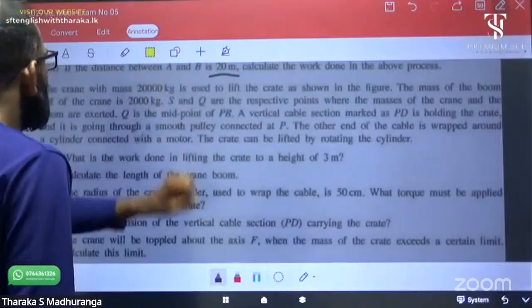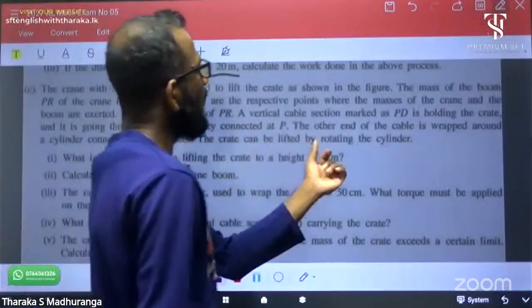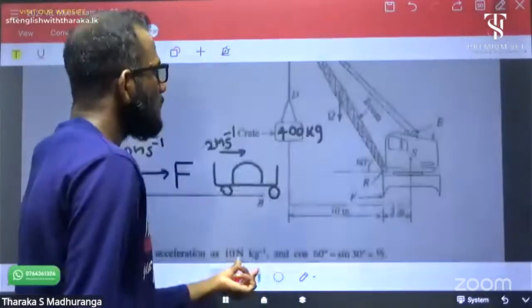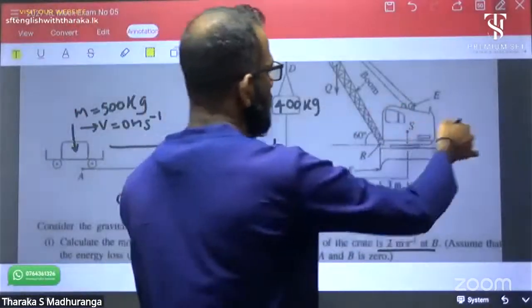You can imagine a crane of mass 20,000 kilogram is used to lift the crate as shown in the figure. Then look at the figure. This is the structure, right? Yeah, this is a crane, the vehicle.